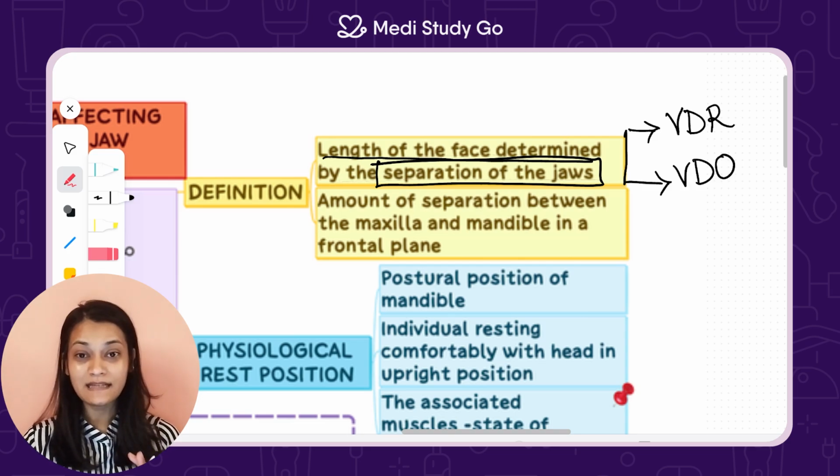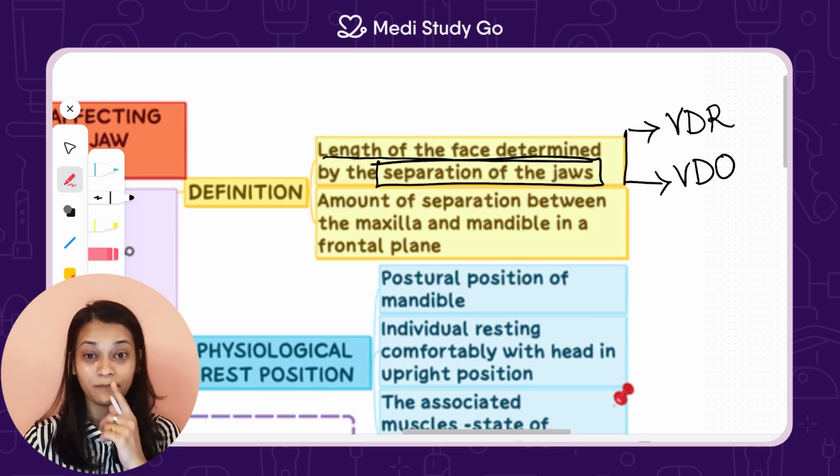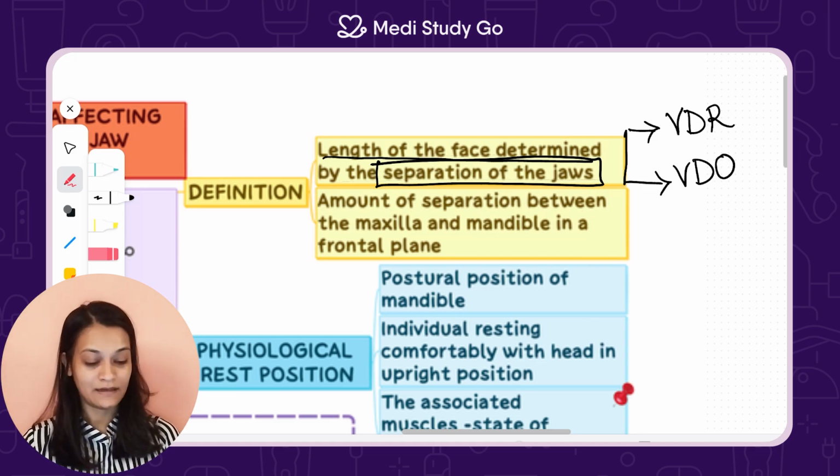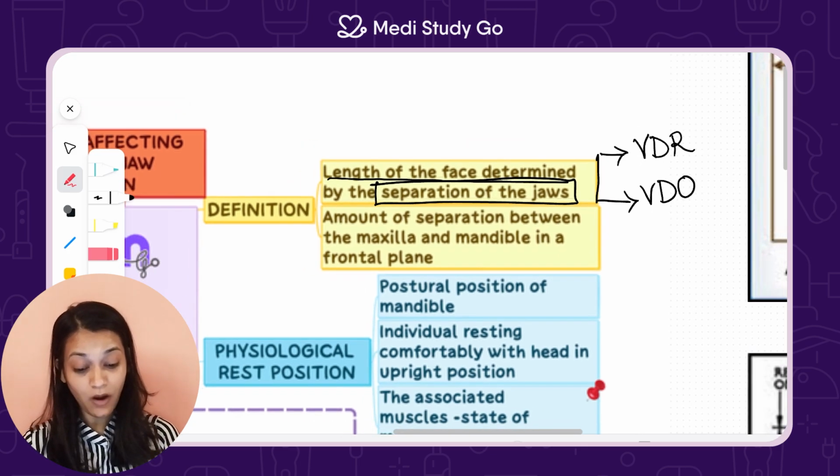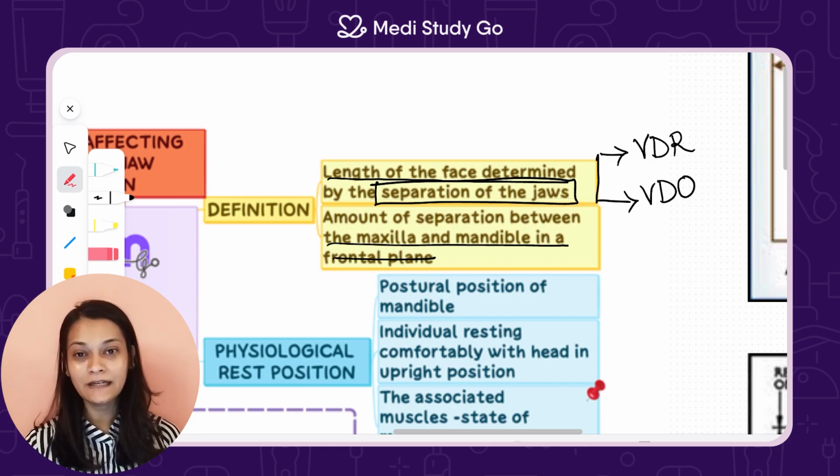Because when you are at rest, just observe yourself. There is a slight amount of mouth opening. The lips might not be parted, but your teeth are not in contact. So that is known as vertical dimension at rest. And when you are closing it, it is at occlusion. So it is the amount of separation between mandible and maxilla in your frontal plane.